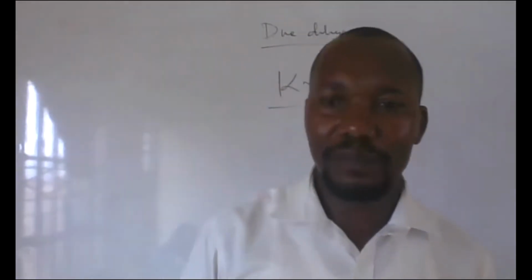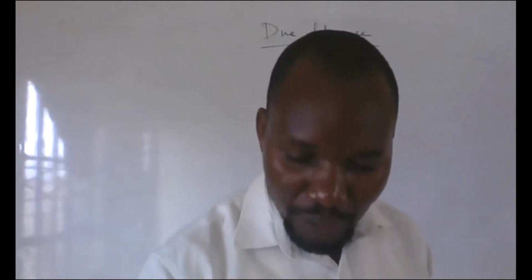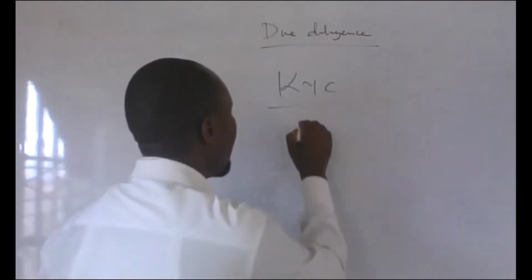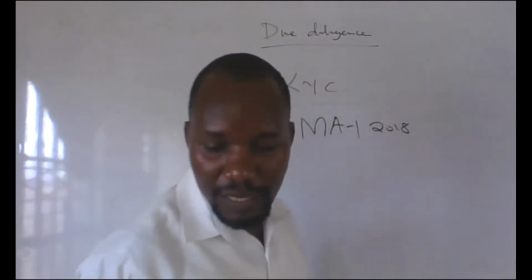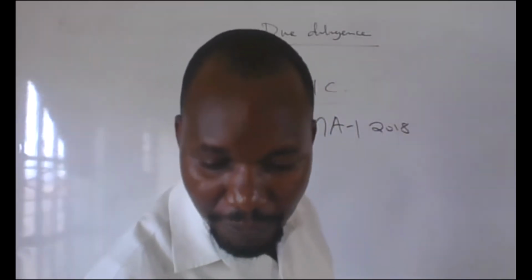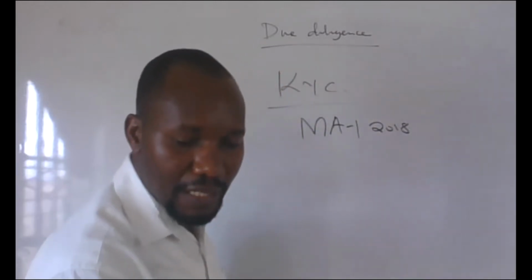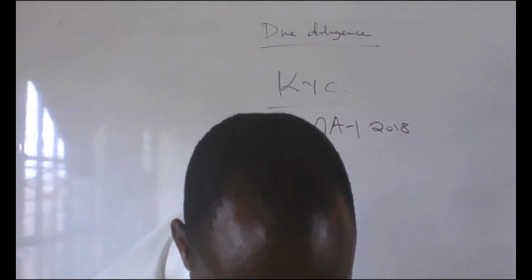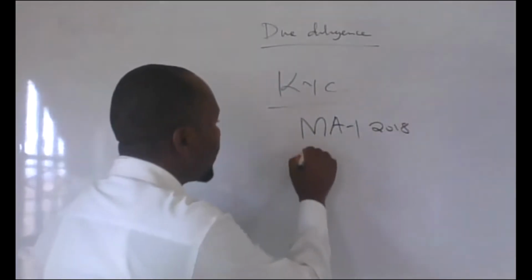Any question? For advanced level, that question was asked. You can check, it was asked in May 2018. That one is for due diligence. Utaangalia May 2018, advanced level. In May 2018, they were asking the difference between financial audit and due diligence. We also have a case study for May 2018.